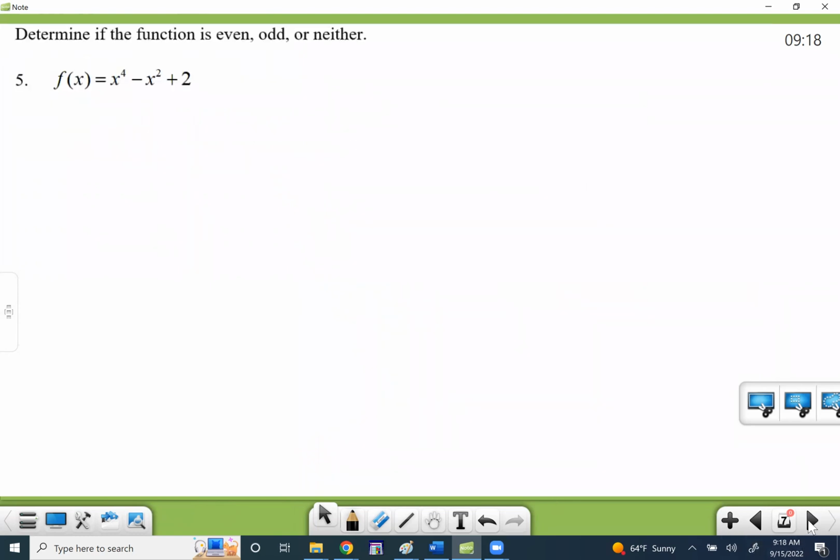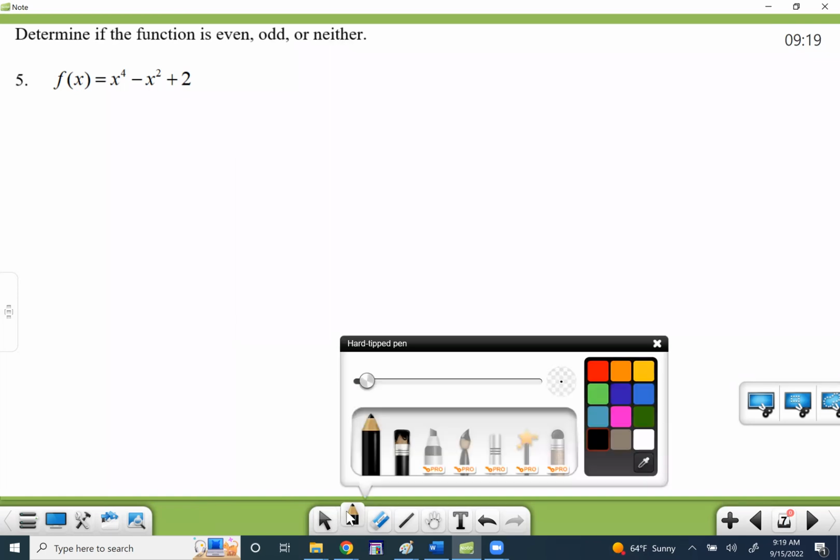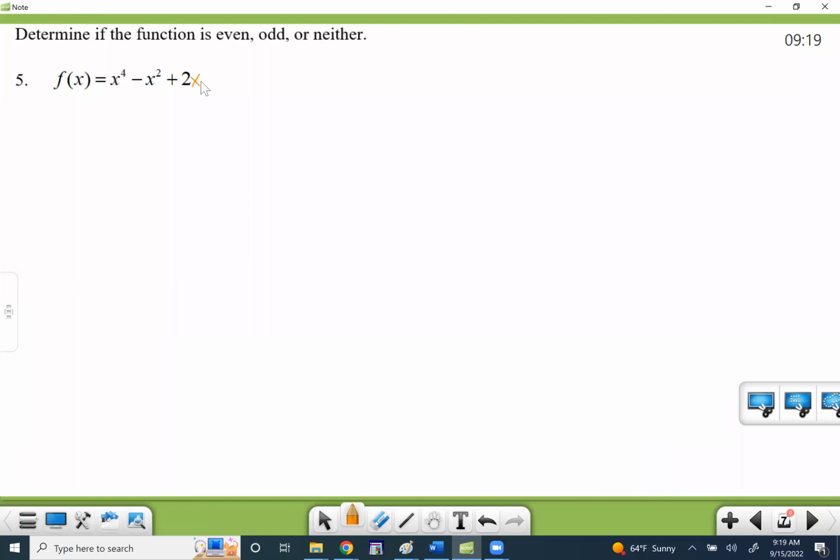So determine if the function is even, odd, or neither. Well, this is a polynomial. So we could do this two ways, right? One way would just be to go in there and put an x to the 0. Sorry, my pen's not working. Insert an x to the 0 after this constant.